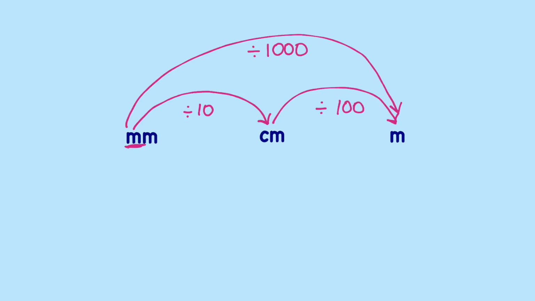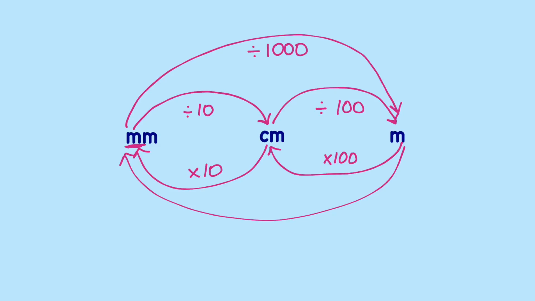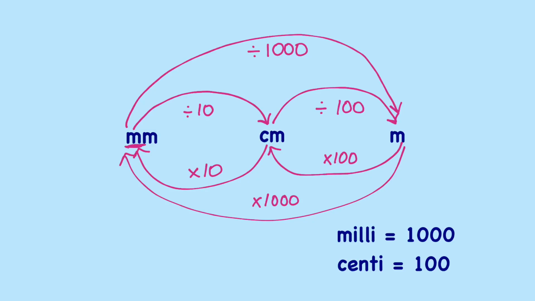What about if I wanted to convert from the other direction? If I had metres and I wanted to convert to centimetres, I know that I'm going to be timesing by 100. If I wanted to convert from metres to millimetres, well, I'm going to times by 100 and times by 10, which is going to mean I'm going to times by 1000. And remember that milli means 1000. There are 1000 millimetres in a metre, and centi means 100. That's because there are 100 centimetres in a metre.